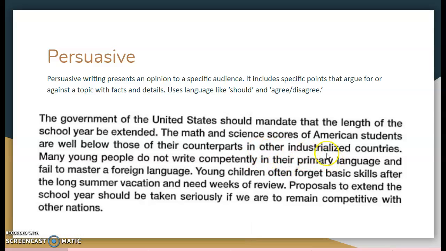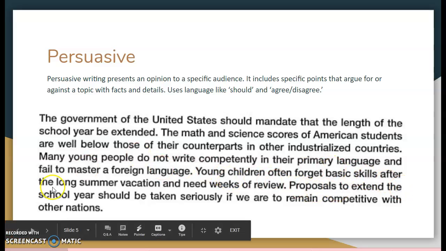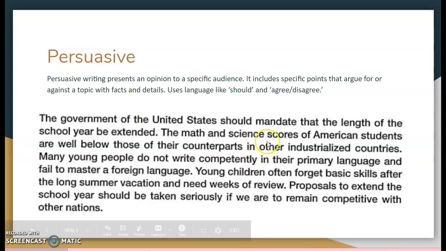Math and science scores of American students are well below those of their counterparts in industrialized countries. Many young people do not write competently in their primary language and fail to master a foreign language. Young children often forget basic skills after the long summer vacation and need weeks of review. Proposals to extend the school year should be taken seriously if we are to remain competitive with other nations. So this argument here was to make the school year longer and take away some of that summer break, right?